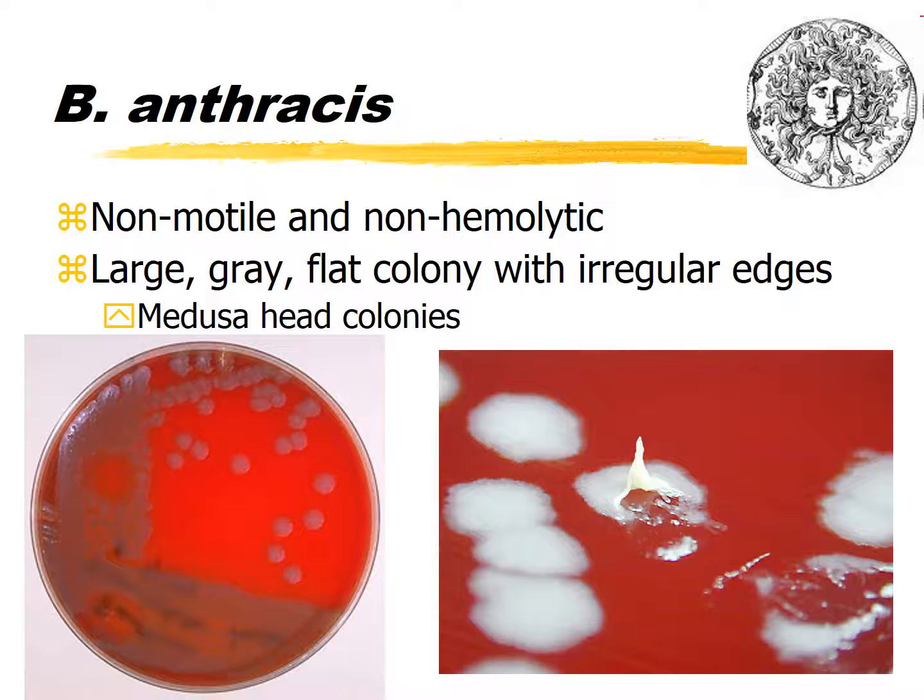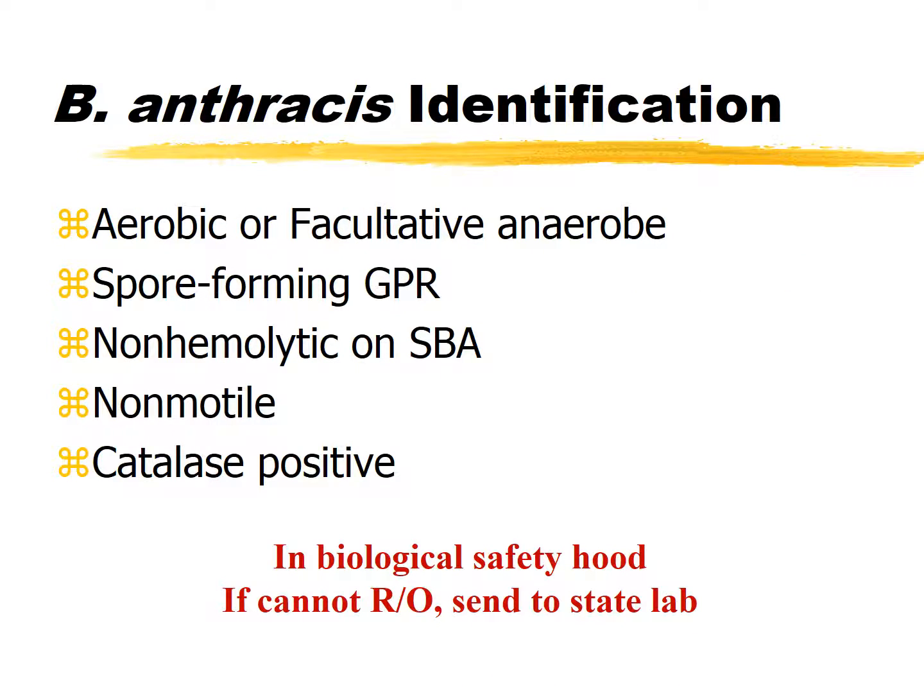Bacillus anthracis is non-motile and non-hemolytic. You'll have a large flat colony with irregular edges, and they call it the Medusa head colony. That's one of those ASCP-isms. So Bacillus anthracis is an aerobic or facultative anaerobe. It's a spore-forming gram-positive rod. It's non-beta hemolytic on blood agar. It's non-motile, and it's catalase positive.